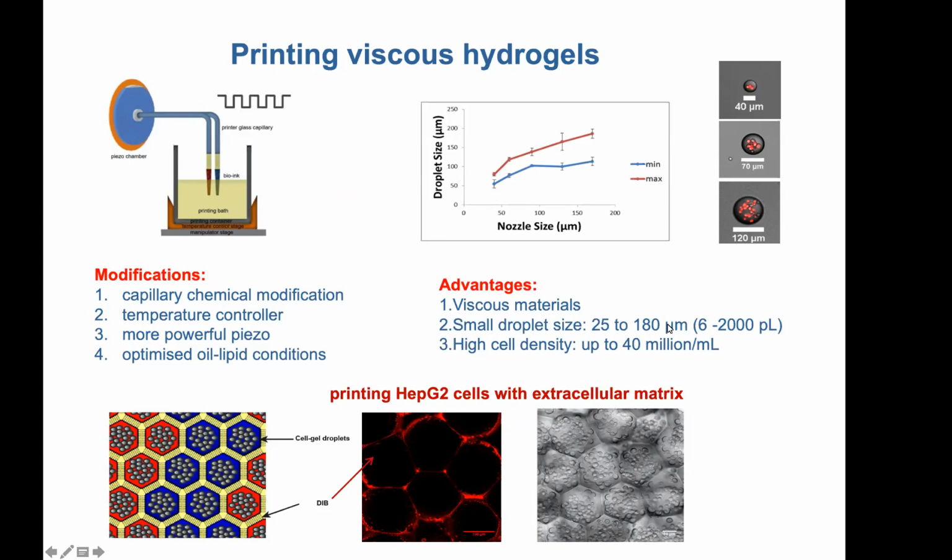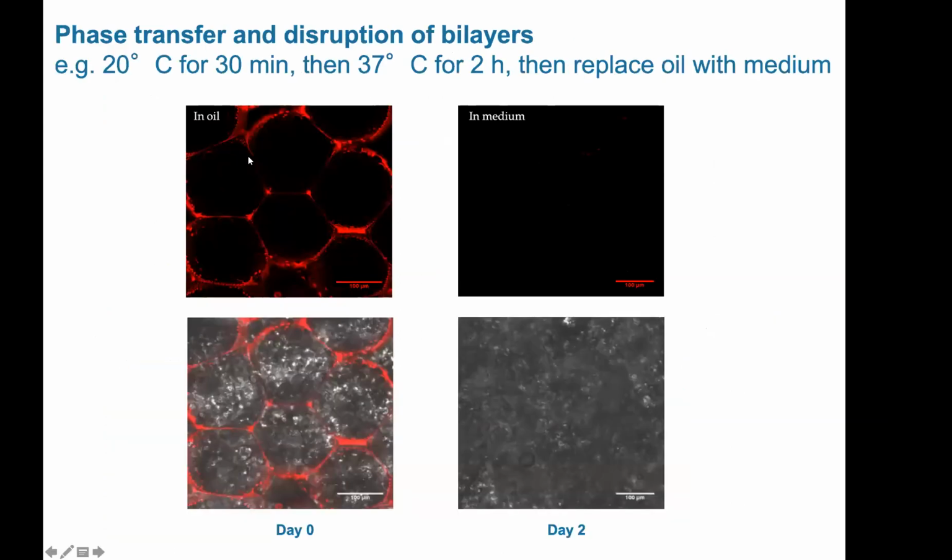We can vary the droplet size down to below 10 picoliters, and we can print cells in these droplets at very high densities, up to 40 million cells per mL. And once they're printed, we can say we're using Matrigel. We can print at low temperature, then bring the temperature up to gelate the Matrigel, the extracellular matrix, and then we can replace the oil with an aqueous medium so that the cells will now grow in 3D culture.